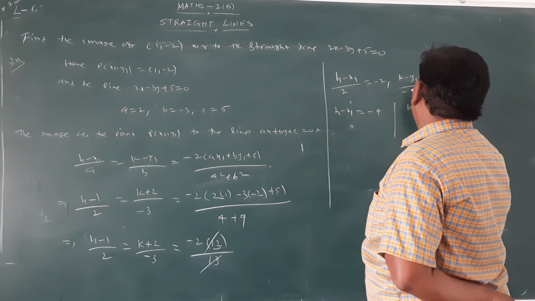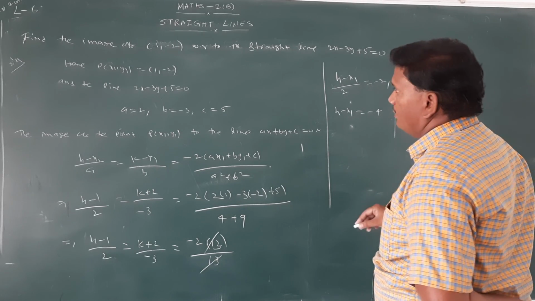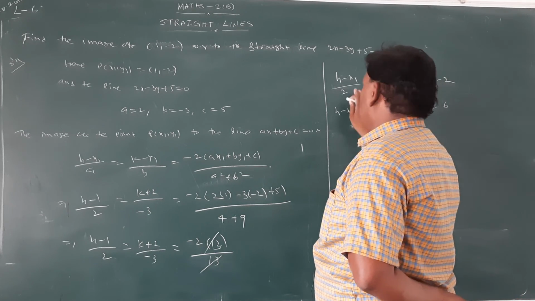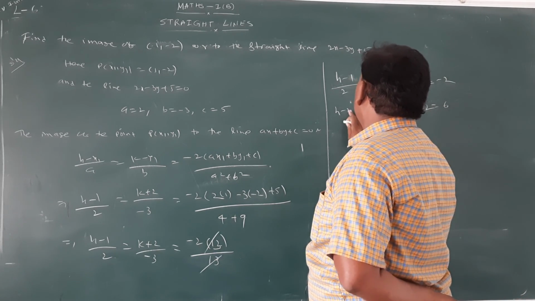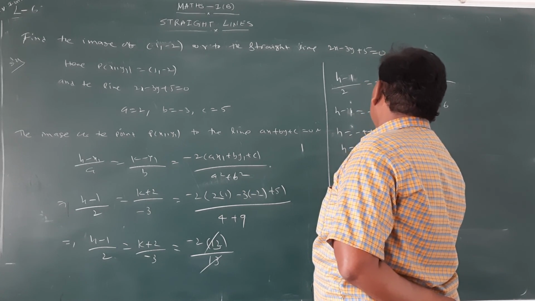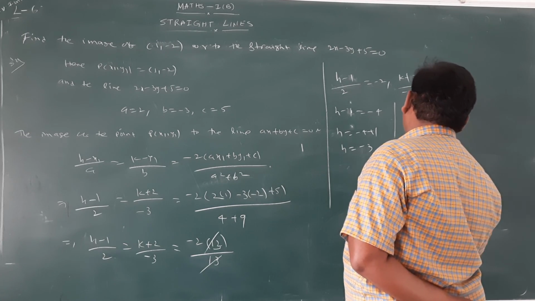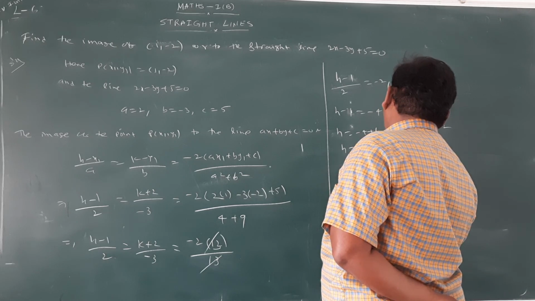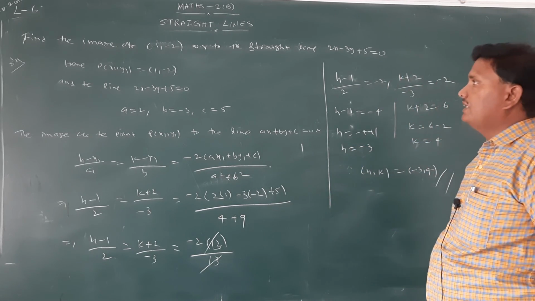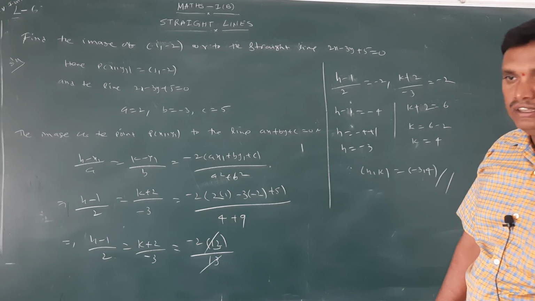What is the y1 value? -2. Next, what is the y1 value? -2, minus into minus plus, and x1 = 1. h = -4 + 1, so h = -3. k = 6 - 2, so k = 4. (h, k) = (-3, 4) is the image with respect to the line. This is the foot of the perpendicular and image theorem.